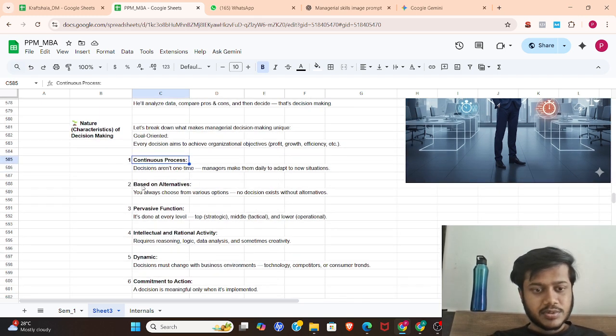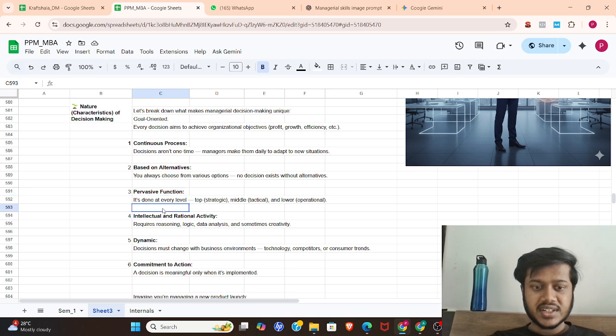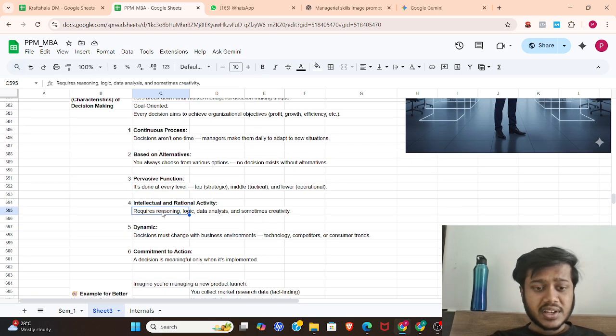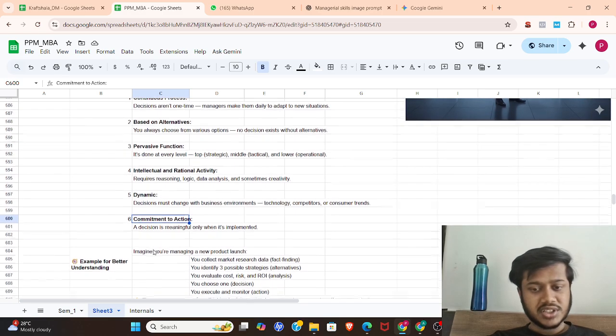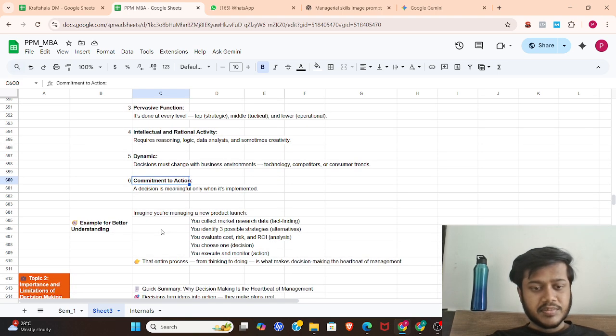It is a continuous process based on alternatives. Pervasive function means it's done at every level. It is an intellectual and rational activity that requires reasoning, logic, data analysis, and sometimes creativity. It is dynamic: decisions must change with the business environment, technology, competitors, or consumer trends. Next is commitment to action. A decision is meaningful only when it's implemented.